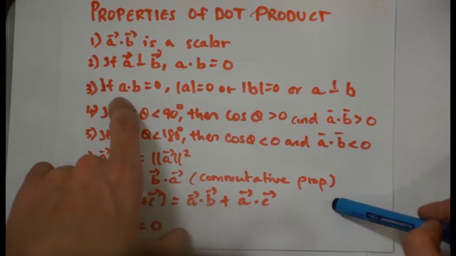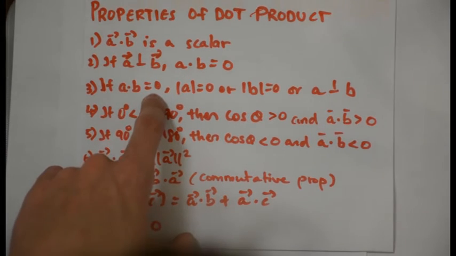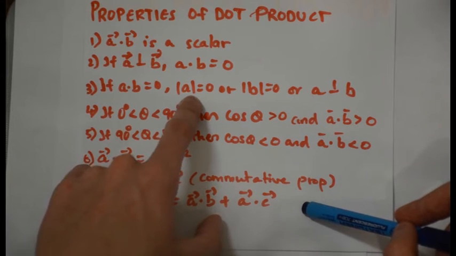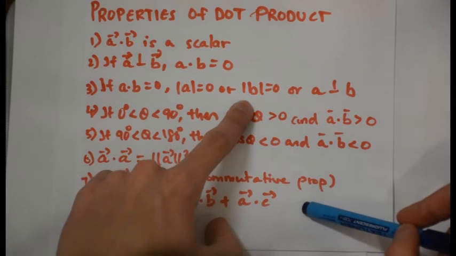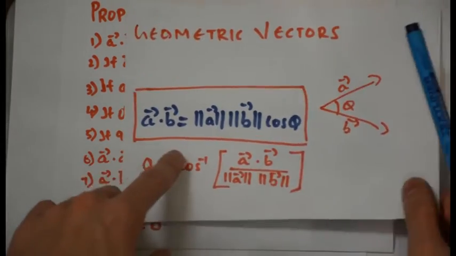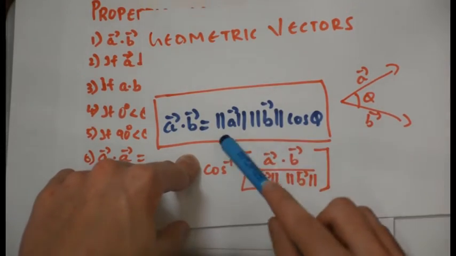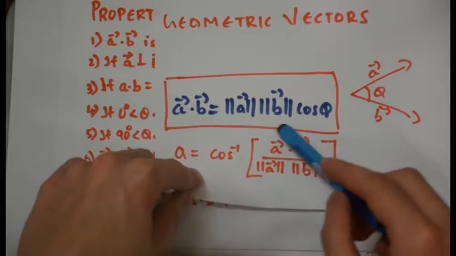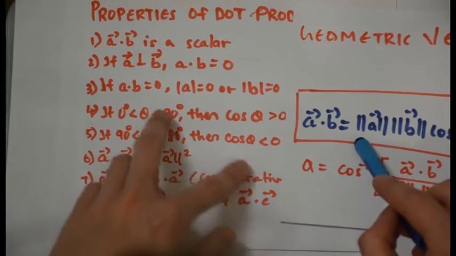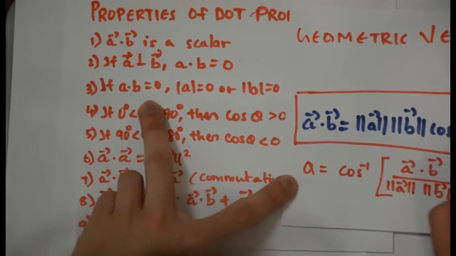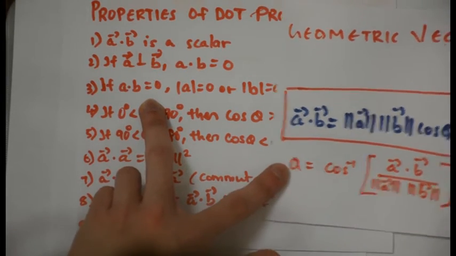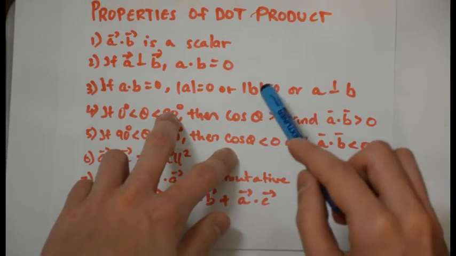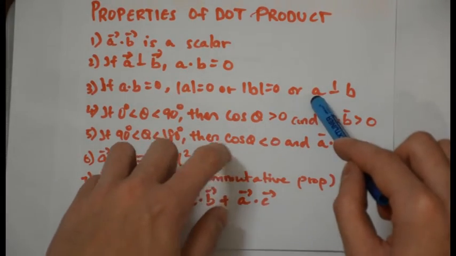Third, if a dot b is 0, there are only 3 options. First of all, the magnitude of A might be equal to 0, or the magnitude of B might be equal to 0, which makes sense. If you go to the main equation, if any of these 3 values is equal to 0, the whole equation is going to be equal to 0. So that's why if a dot b is equal to 0, one of these 3 values should be equal to 0 as well. So the 3 possibilities are the magnitude of A is 0, the magnitude of B is 0, or A is perpendicular to B.